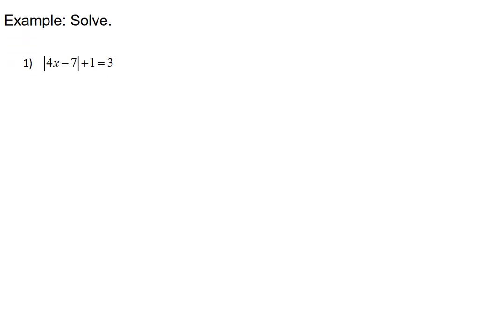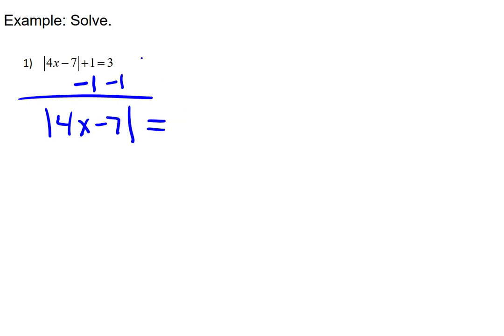So let's take a look at an example here, the first one being: solve the absolute value of 4x minus 7, plus 1, equals 3. Now let's follow our two simple steps. First, we want to get this absolute value alone, and to do that we should subtract 1 from both sides. That will give us the absolute value of 4x minus 7 is equal to, on the right side, 3 minus 1, which is 2.